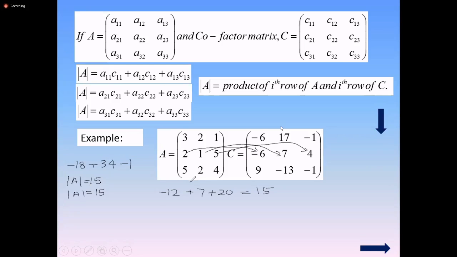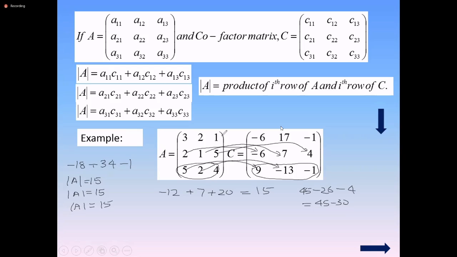If you select the third row here, and select the third row of the cofactor matrix, this is not the adjoint. It becomes the adjoint if you transpose this. Now select 5 by 9, 45. 2 by minus 13, minus 26. 4 by minus 1, minus 4. Then what is that? 45 minus 30, no? Then also the determinant of A is obtained.